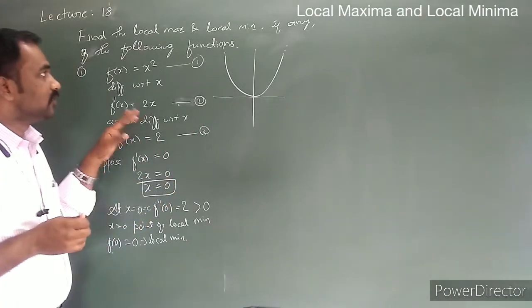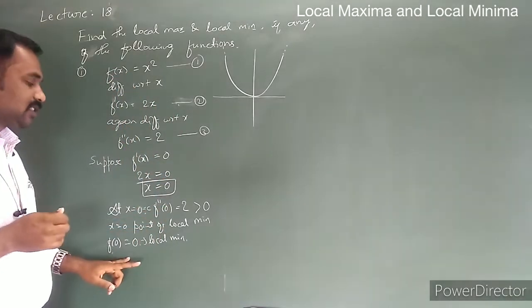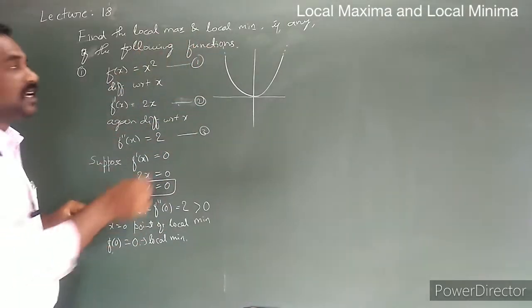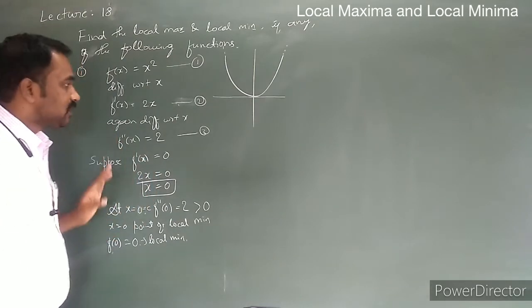Are you clear? So this function has only a minimum value, which is said to be a local minimum value. There does not exist any maximum value. That's all. Clear? Very simple.